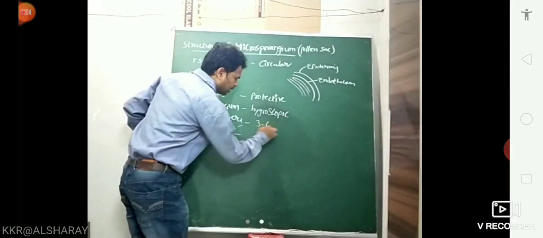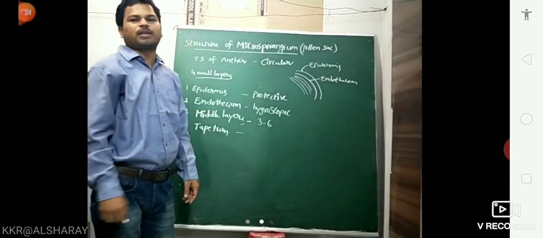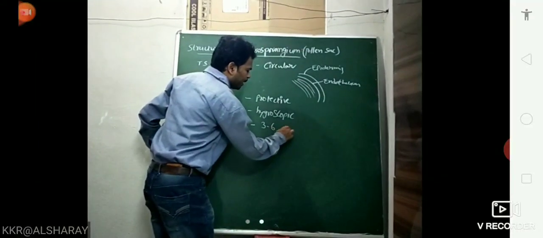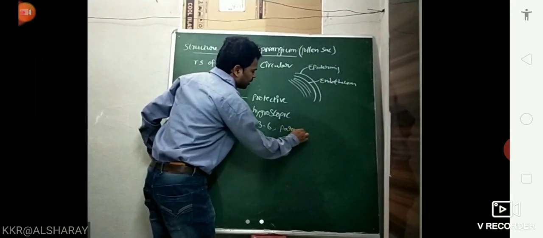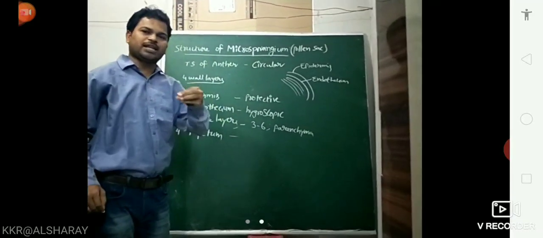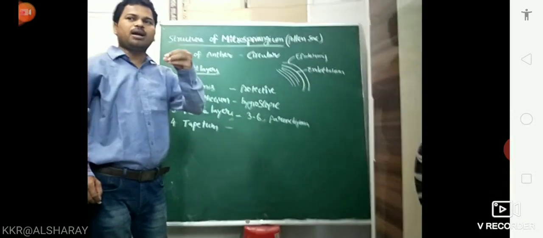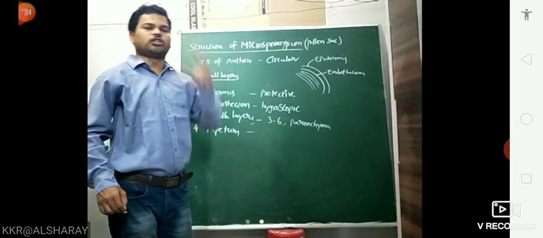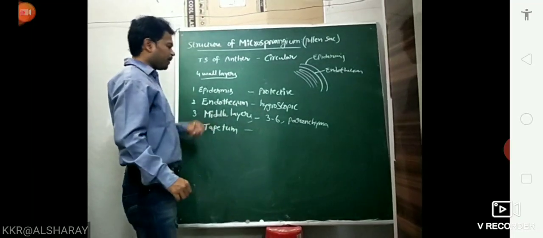These 3 to 6 layers are made of parenchyma cells. The middle layers, 3 to 6 layers of parenchyma cells, help in dehiscence of anther and protection also. Simple. Then come to the tapetum.